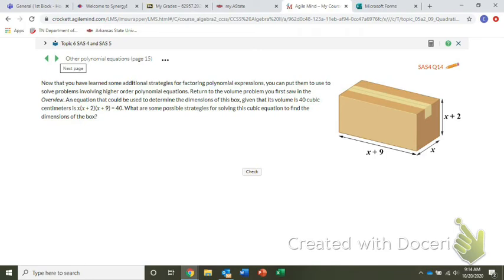And it shows a box, and we are looking for the volume, okay? Remember, how do you find volume? Volume equals length times width times the height, okay? Now, it tells us that an equation that could be used to determine the dimensions of this box given that the volume is 40 cubic centimeters, okay?